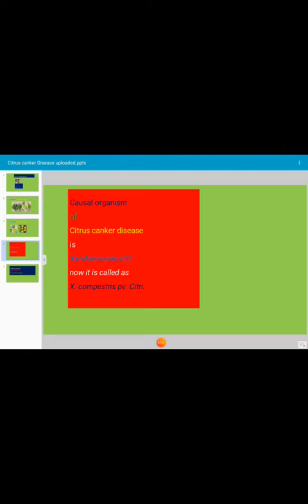Why is it called an obligate parasite? Because it requires a living host plant for its survival. This bacterium is also called an aerobic bacterium because it requires oxygen for its growth and survival. And the bacterial cell is enveloped by a mucilaginous capsule-like structure for protection, and it occurs in chain form.